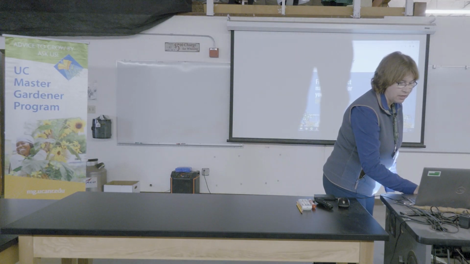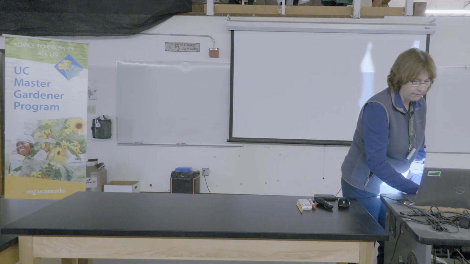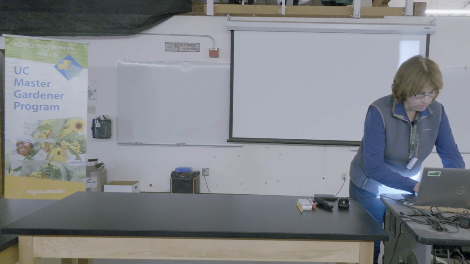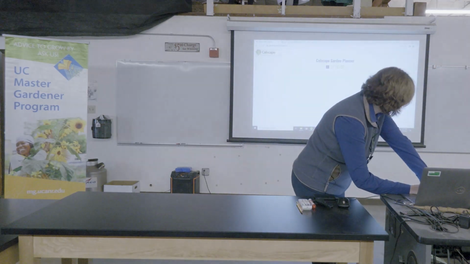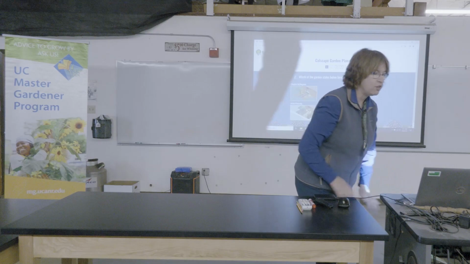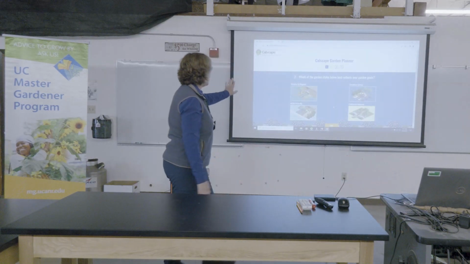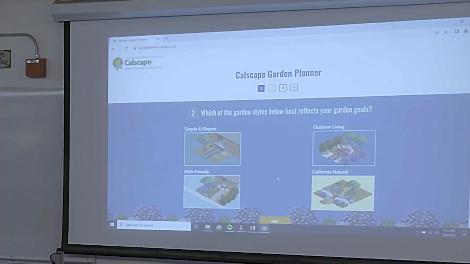And so if you just click on the begin part, you type in what city you're in. So I'll just put in Redding, since that's where we're at. And then, sorry, I'm not trying to block the thing. Then you want to choose what style you like.